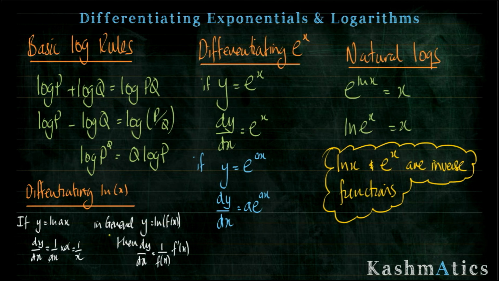But in general, if y equals ln of f of x, so some function of x, it'll be 1 over that function multiplied by the derivative of that function. So again, this rule we've got here in white is going to be really important when we go and do the examples on logs. So please make a note of anything you need to there, because everything we're going to do from now relies on you knowing this.